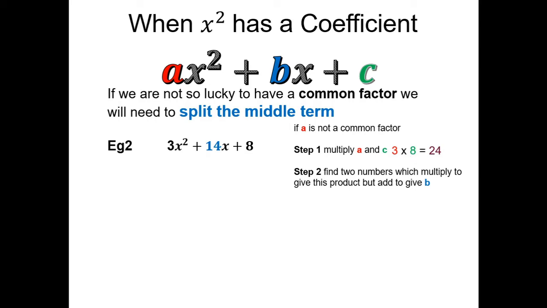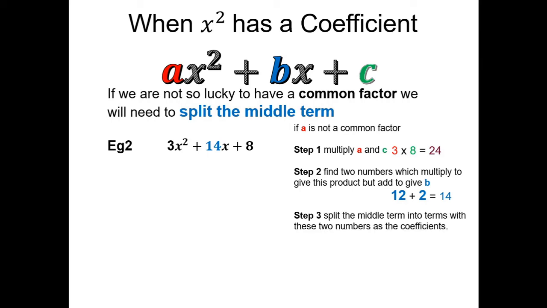So let's think of some other factors of 24. There's 1 times 24, but that's 25 when I add them. There's 2 times 12, that's it. 2 times 12 makes 24, and 2 plus 12 makes 14. So those are my numbers, 12 and 2.